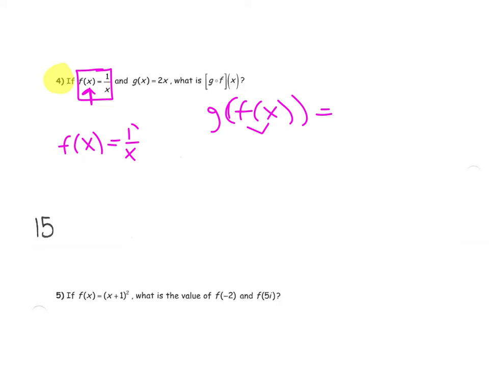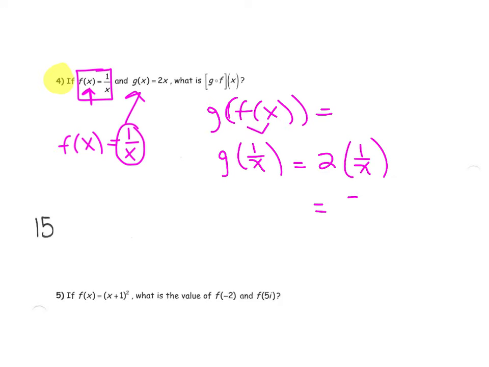And I'm going to now plug this in. So that is now the input for g. So now I have g of 1 over x, which is going to equal 2 times, I'm replacing x with 1 over x, which leaves me to my final answer as 2 over x. Okay?